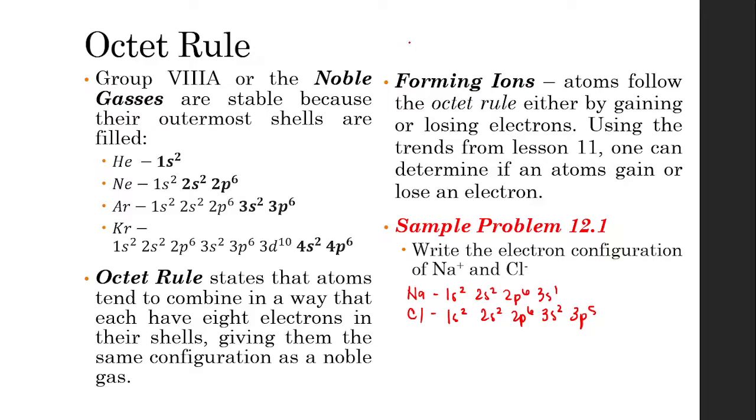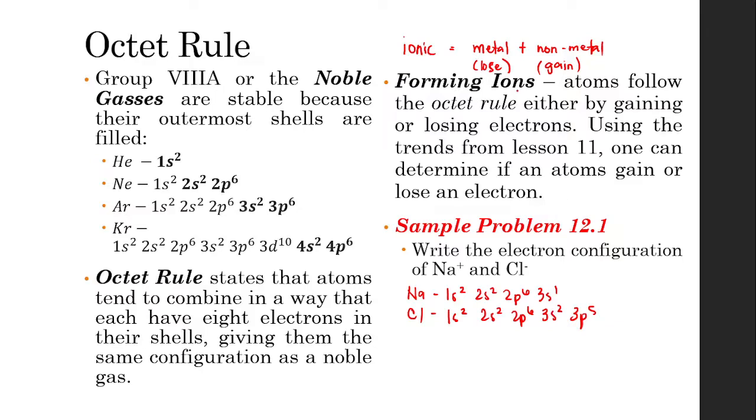And ions or ionic compounds, remember, are always a combination of a metal plus a non-metal. From the trends that we learned in lesson 11, we know that metals tend to lose an electron while non-metals tend to gain an electron. So that's one clue that tells you that here sodium is our metal, hence it loses an electron, while chlorine is a non-metal, which means it has to gain an electron.